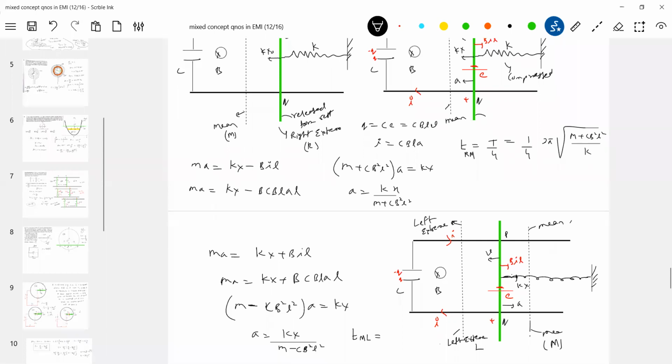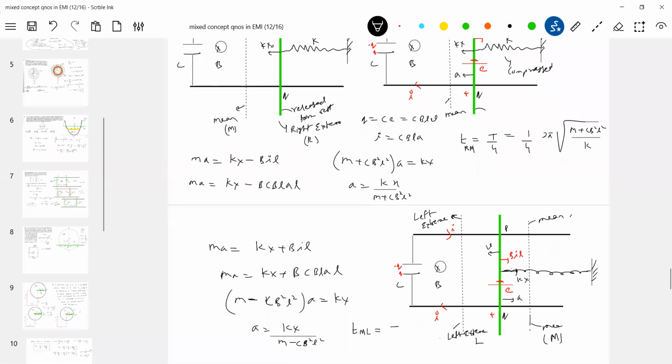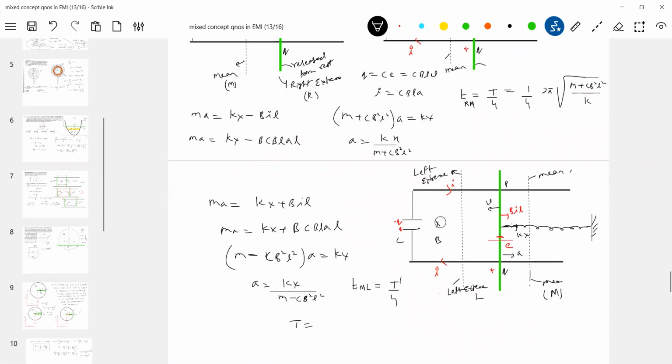How much it should be? 1/4 of what we calculate here. This will be called T dash. And what is T dash? T dash should be 2 pi root of (m minus c B square L square) by k.